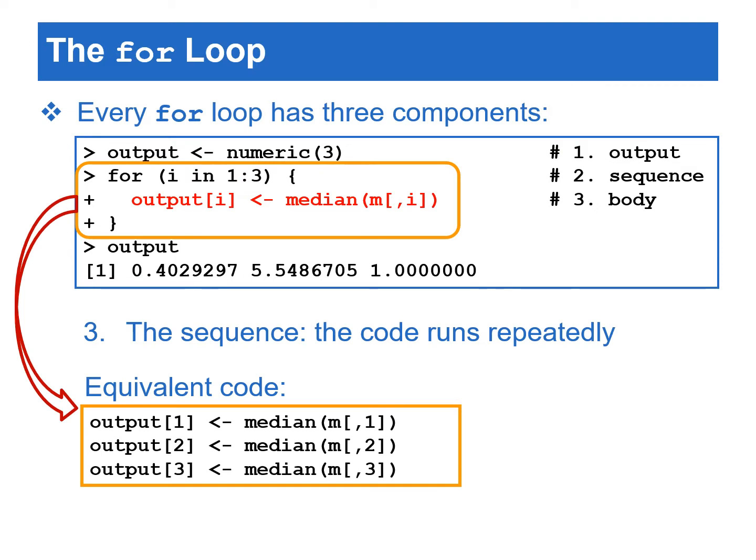The last step is constructing the loop body. The code in the loop body runs repeatedly, based on the different values of the index variable, i. In this example, since the loop iterates 3 times, the result from calculating the median value from column 1 to column 3 is assigned to each element of the output vector.